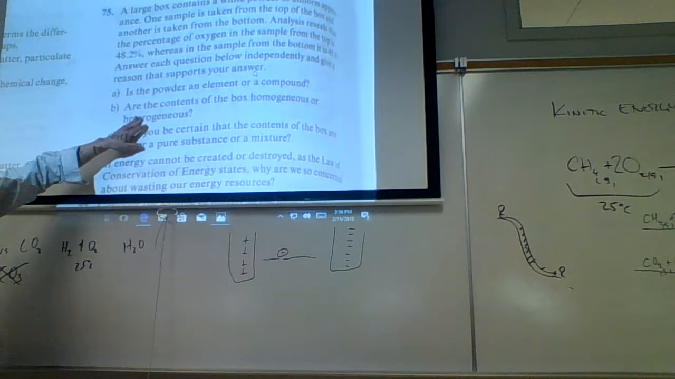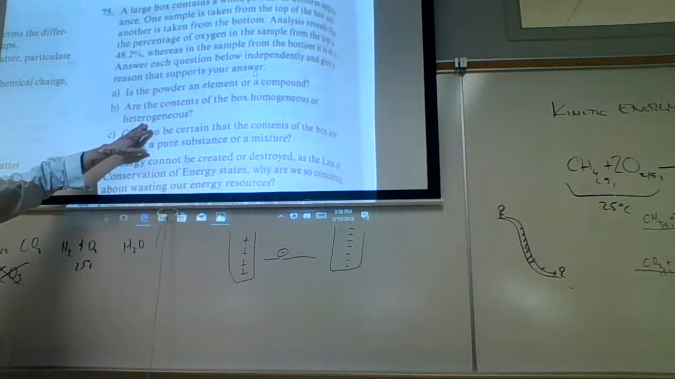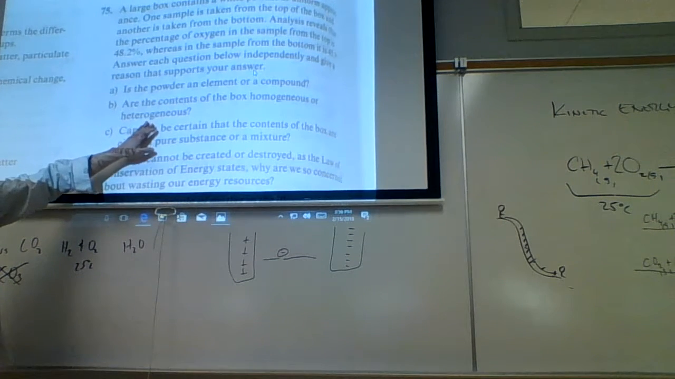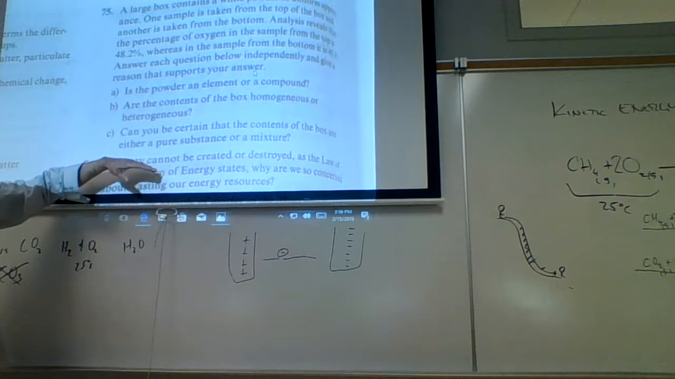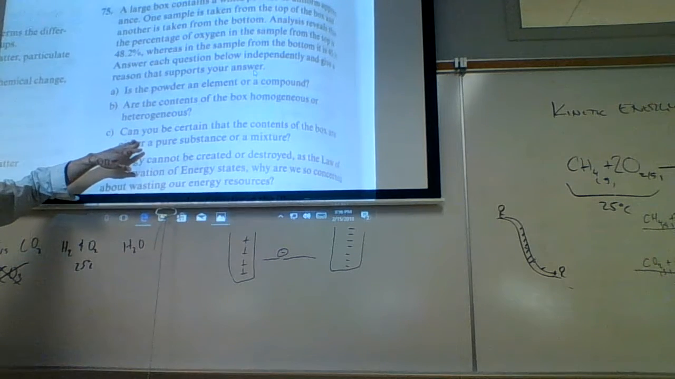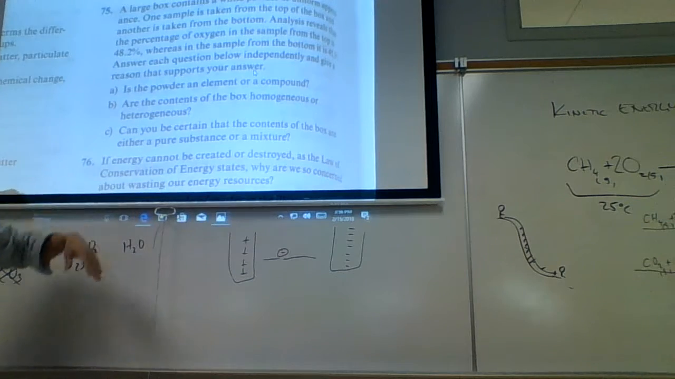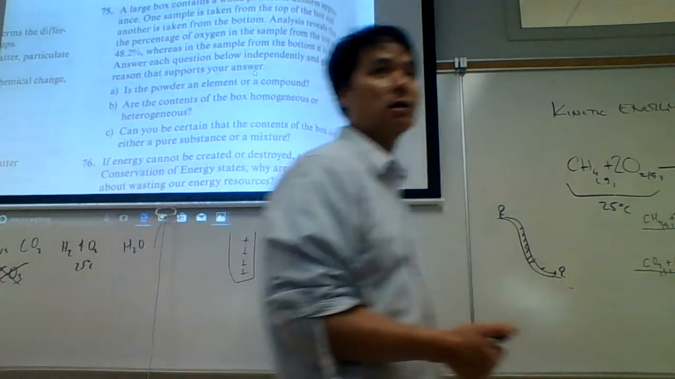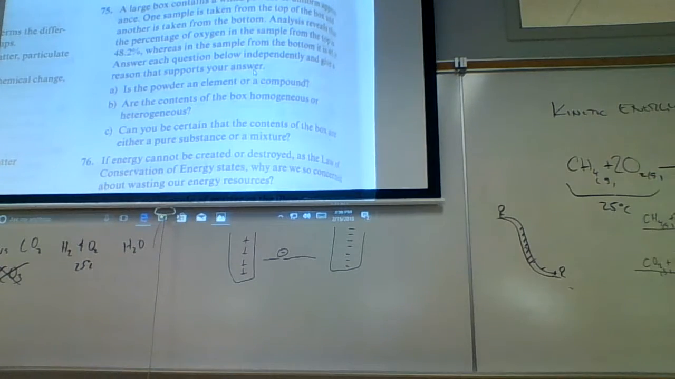B, are the contents of the box homogeneous or heterogeneous? Hetero. It seems to be hetero, but we can't tell yet based on the information. Can you be certain that the contents of the box are a pure substance or a mixture? We can be sure it's a mixture. It's got to be a mixture, because if it's a pure substance, the composition would not change.